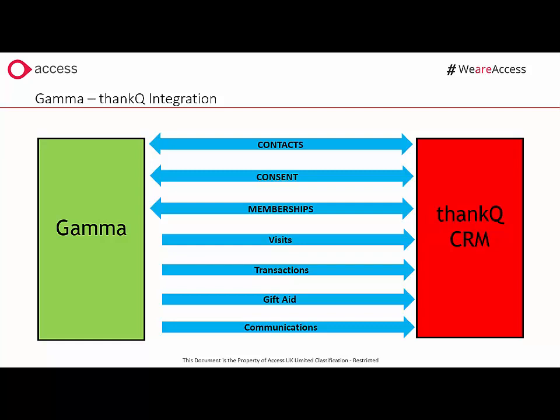However, data relating to visits, transactions, gift aid and communications is captured in Gamma and fed through to thankQ, but any communications and gift aids which occur in thankQ aren't fed back to Gamma because as the EPOS and ticketing system, it's not considered required.